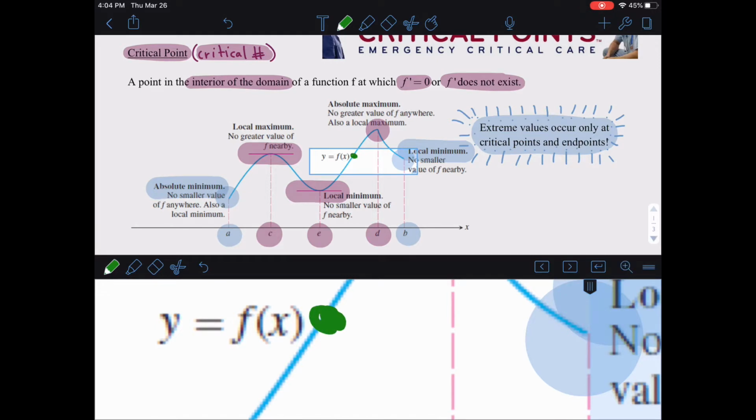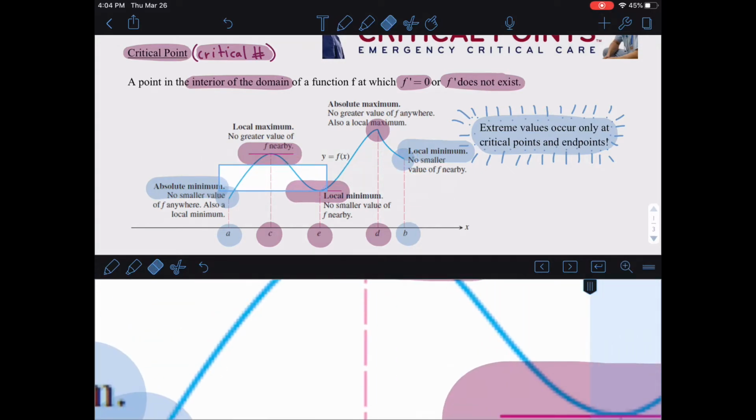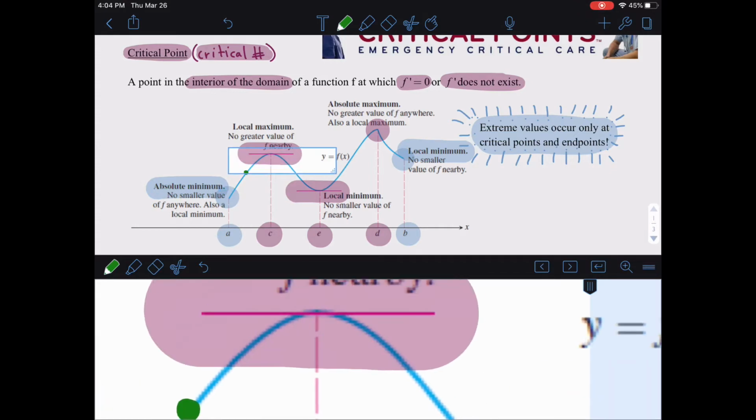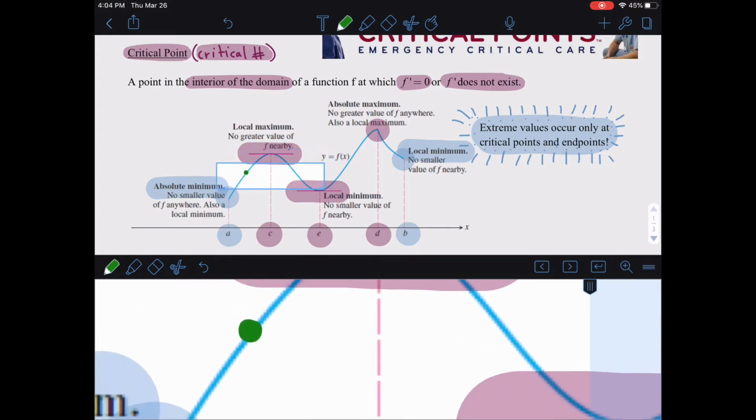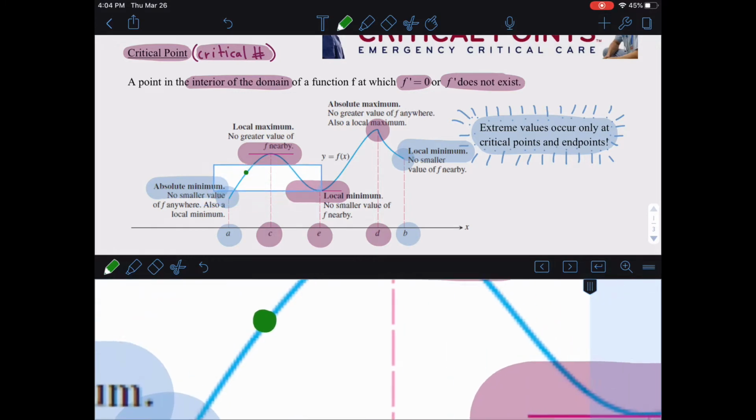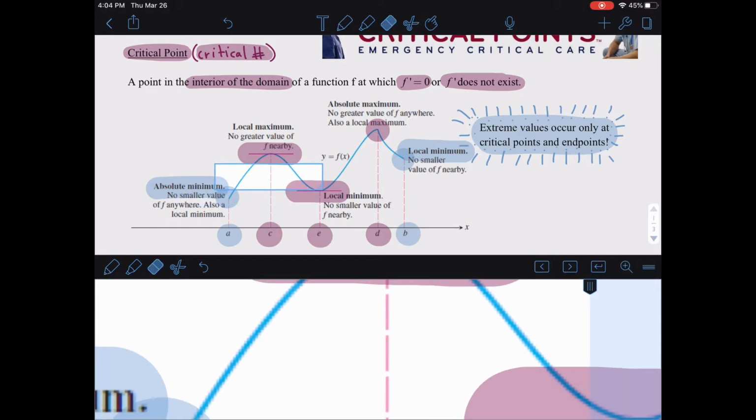Is that a local min? Nope. Is that a local max? Nope. If it's not a local, then it's not an absolute. Pick another point, right here. Does that look like a maximum? Nope. There are points bigger than it right nearby. Is that a minimum? Nope. There are points smaller than it right nearby. The only places you get extremes are critical points and endpoints.